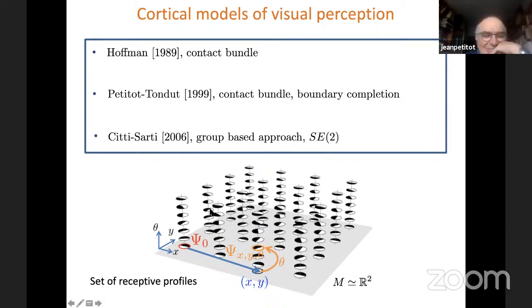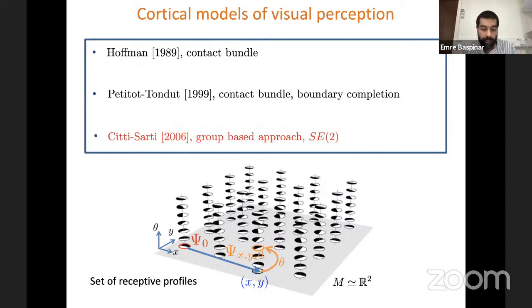And this construction, this framework, which was provided by Petitot and Tondut, was developed further later on by Citti and Sarti, where they introduced a group-based approach, and where they proposed to model this hypercolumnar architecture and the functional connectivity within by using the sub-Riemannian geometry of the group of rotations and translations, or shortly SE2. And we use the geometric framework which was provided in this last work as the geometric setting in which we propose our algorithms generating Poggendorff type illusions.